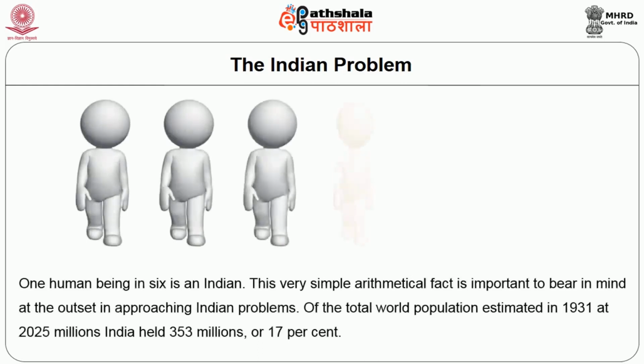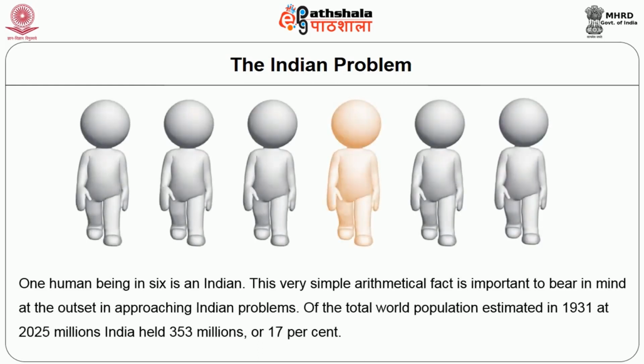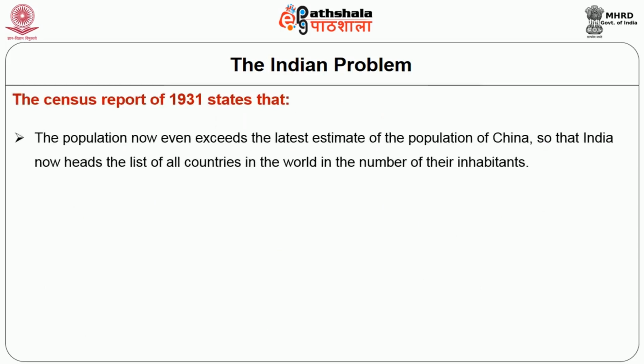One human being in 6 is an Indian. This is a very simple arithmetical fact, and it is important to bear in mind at the outset in approaching Indian problems. Of the total world population estimated in 1931 at 2,025 million, India held 353 million, or 17%. The census report of 1931 states the population now even exceeds the latest estimates of the population of China, so that India now heads the list of all countries in the world in the number of their inhabitants.